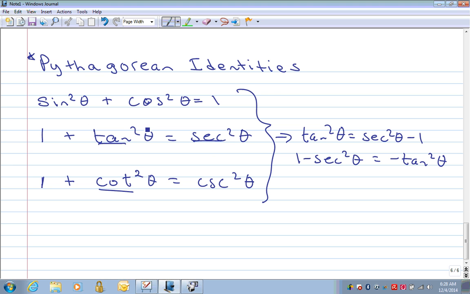So again, sine squared theta plus cosine squared theta equals 1. 1 plus tangerine sections, 1 plus tan squared theta equals secant squared theta. And 1 plus cotton candy, 1 plus cotan squared theta equals cosecant squared theta.